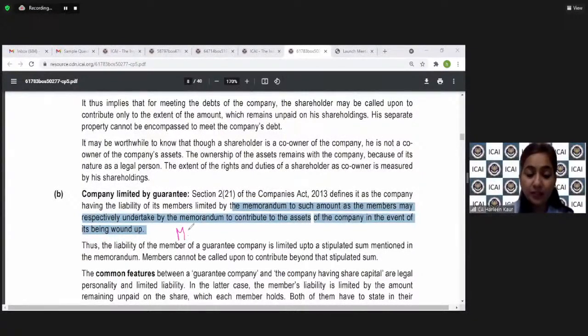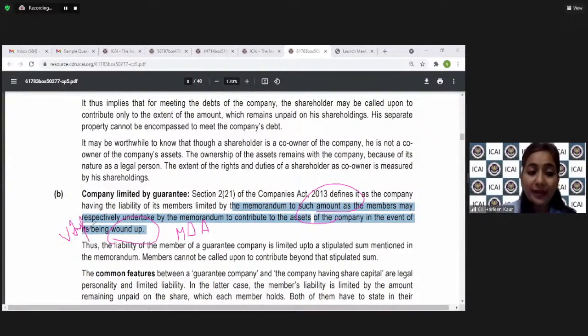What will be written in company limited by guarantee? Number one, it is mentioned in MOA, that is Memorandum of Association. What will Memorandum of Association mention? It mentions the amount which the members have undertaken to pay. Say for example, A, B, C are the shareholders. A says, I will pay only up till rupees 10,000. B says, I will pay only up till rupees 5,000. C says, I will pay only up till rupees 15,000. Now, A, B, C respectively will be liable for 10,000, 5,000, 15,000 only at the time of winding up of the company. Very important point.